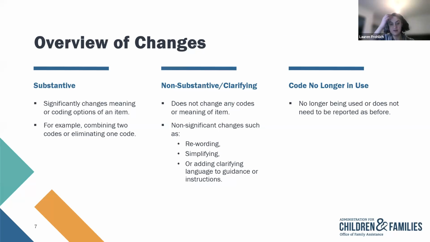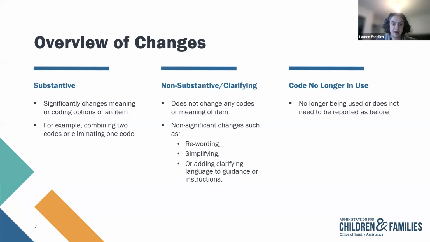Okay, and so then for the changes in general, we have a few different categories. So there's a smaller subset of the changes that are substantive in that they significantly change the meaning of an item or coding options for an item. For example, two codes are combined into one, or we eliminate a code that's no longer an option.